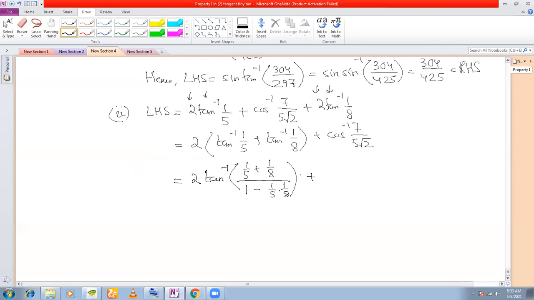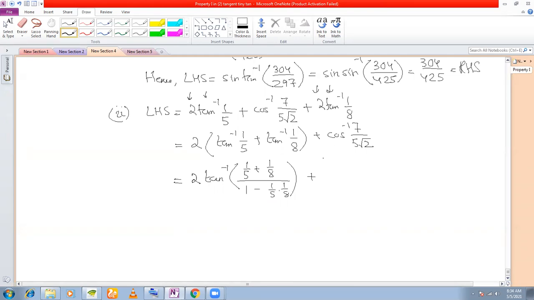Now cos inverse, can we change to tan inverse? How do we change cos inverse to tan inverse? Any idea? Tell me how to change cos inverse to a tan inverse. It is not 1 minus tan square theta by 1 plus tan square theta, since there is no multiple angle here.